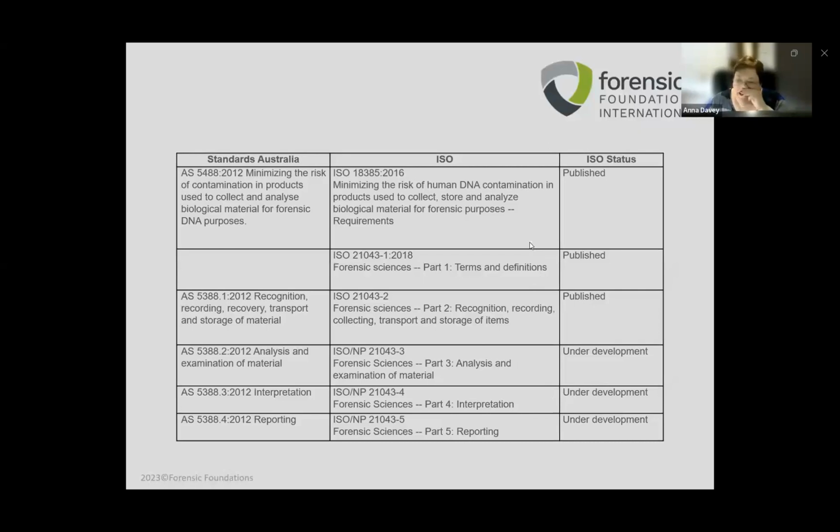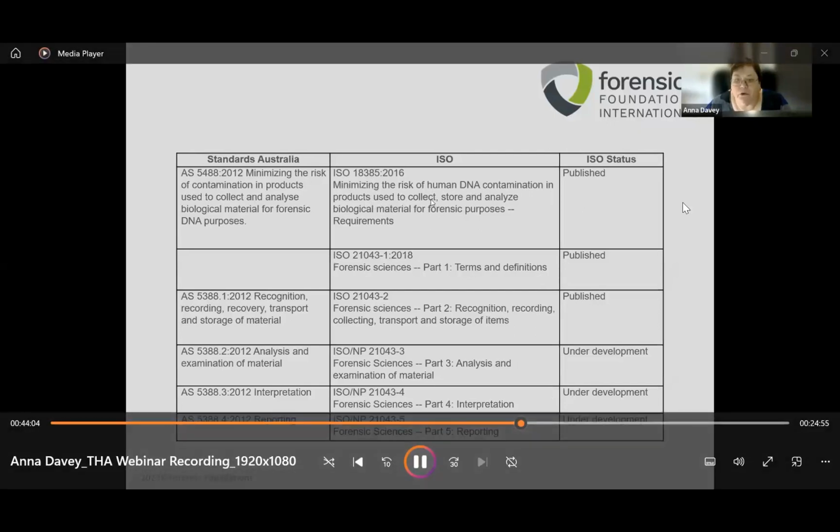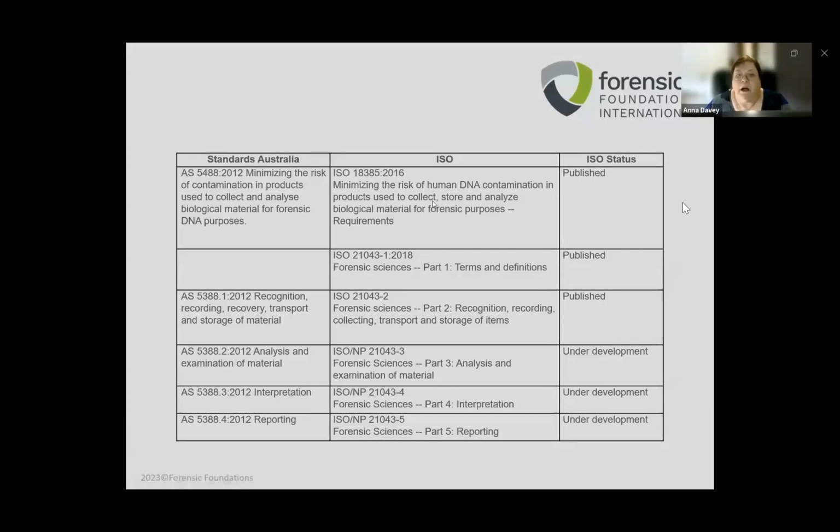The other standard, which has been published specifically for forensic science, is this 18385 one, which I mentioned before, minimizing the risk of human DNA contamination in products used to collect, store, and analyze biological material for forensic purposes. So that's the one the manufacturers actually have to apply to be certified against. And again, it started off as an Australian standard and then turned into an ISO standard.